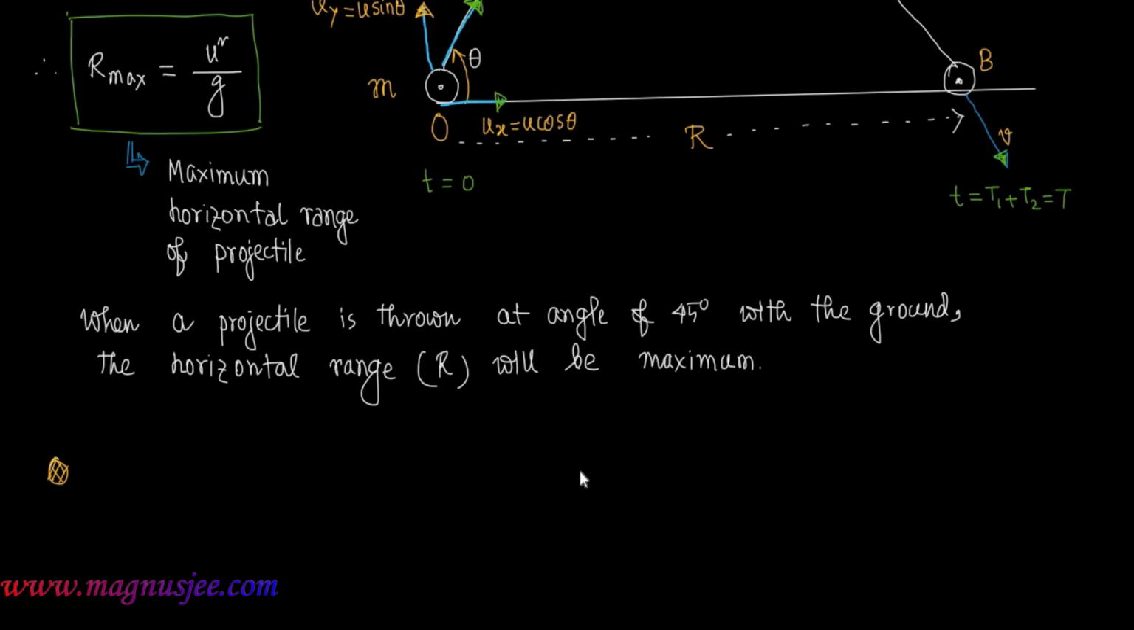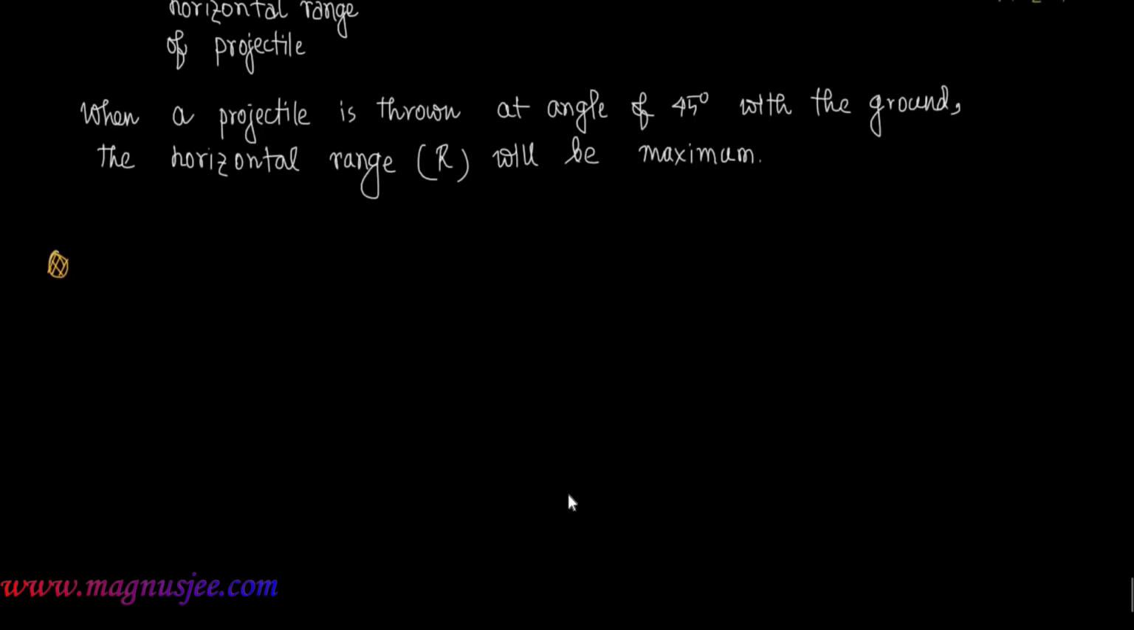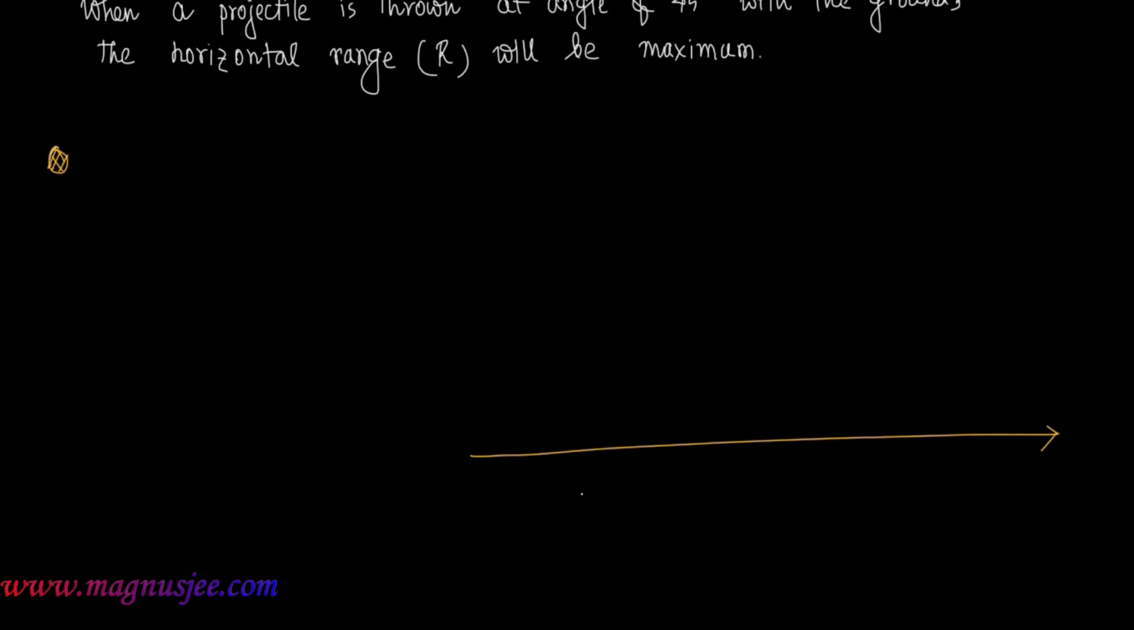Now we can consider that the projectile will be thrown at an angle 45 degree and 75 degree, and in which case the horizontal range will be greater or maximum. A projectile is thrown and it will describe this type of parabolic trajectory or path and strikes the ground at the point B, and the projectile is thrown at an angle 45 degree. In that case, the horizontal range of the projectile will be maximum.